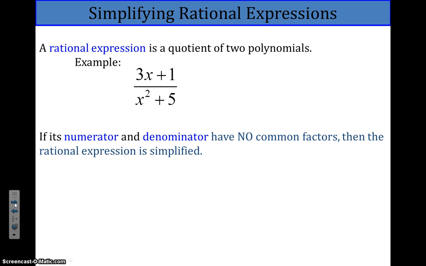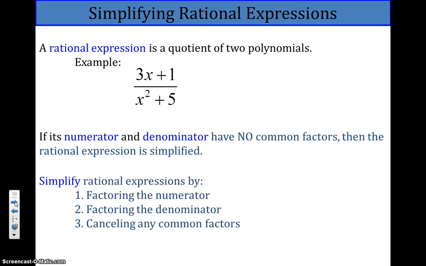So one of the things we're going to be doing today is simplifying these rational expressions. So if possible, we're trying to find any common factors and then simplify them. Once we've done that, then that expression is completely simplified. So in order to do that, we are going to need to make sure that we can factor the numerator, we're going to factor the denominator, and then once we have done that, we will cancel any common factors.